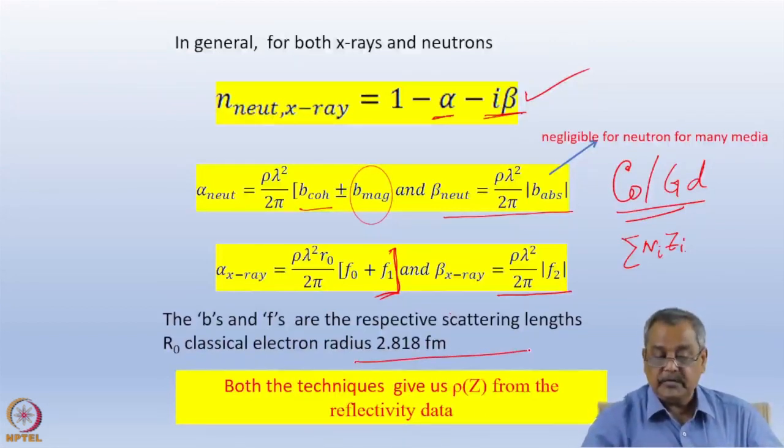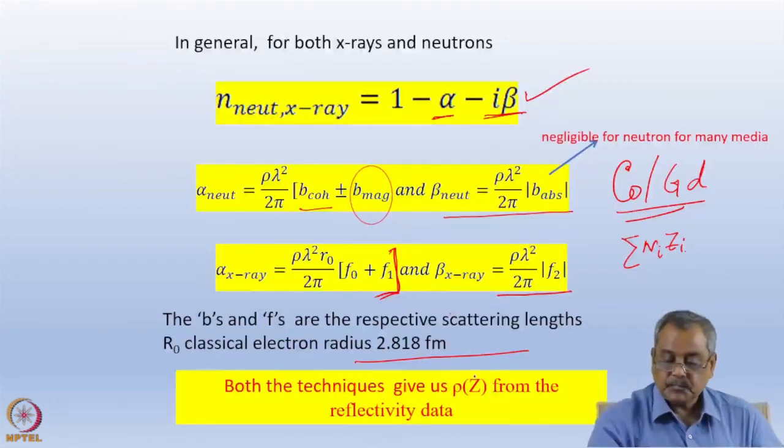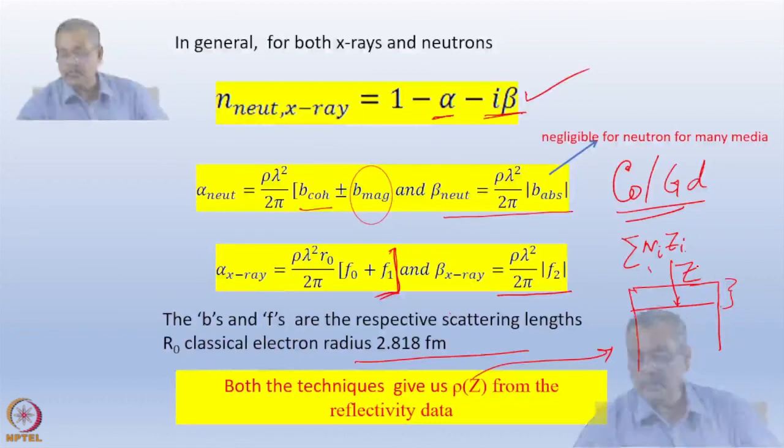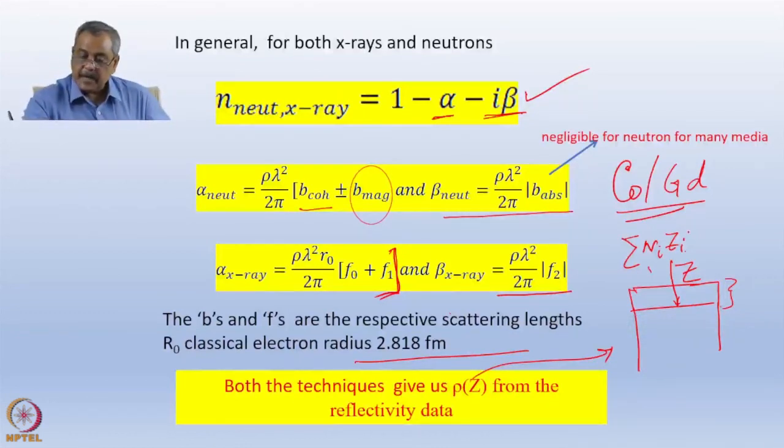So both these techniques can give us the density of a thin film. I'm just exaggerating the thickness of a film on a substrate. Density of a film as a function of z, if the z axis is the one which is going inside the medium starting from vacuum. As we go in, the reflected intensity of X-rays and neutrons gives us the rho z values from reflectivity data. How? I'll tell you in the next module.